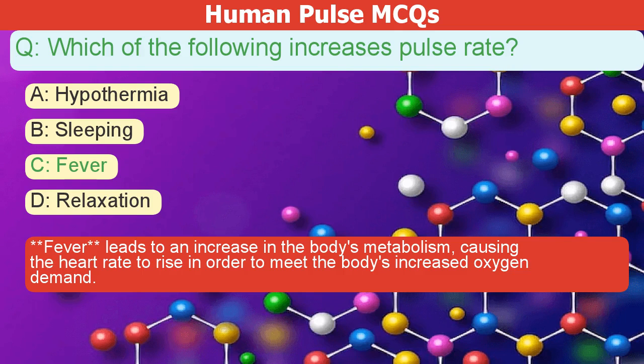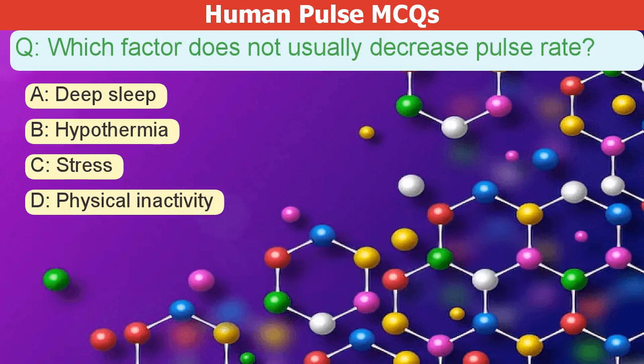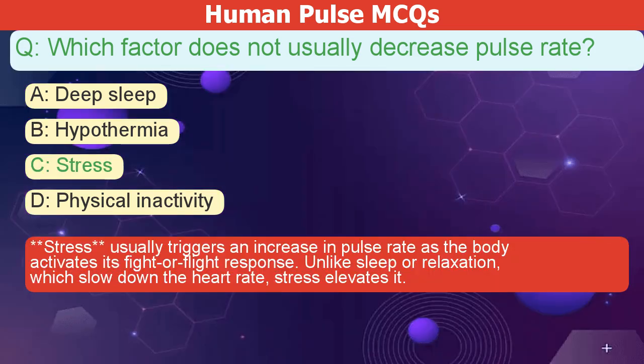Which factor does not usually decrease pulse rate? A. Deep sleep. B. Hypothermia. C. Stress. D. Physical inactivity. The correct answer is C. Stress usually triggers an increase in pulse rate as the body activates its fight or flight response. Unlike sleep or relaxation, which slow down the heart rate, stress elevates it.